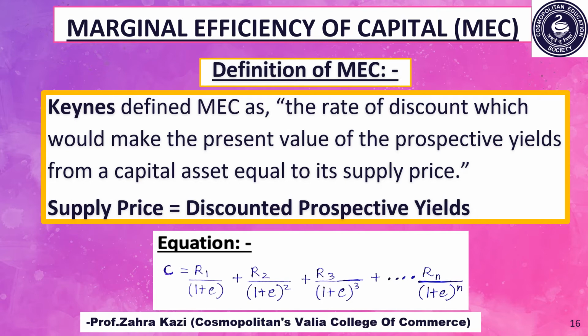So we have an equation here. In the equation, the capital C stands for supply price of the capital asset. The right hand side of the equation, that is R1, R2, R3, this will continue till Rn, that is infinite times. R1, R2, R3 all stand for prospective yields, annual prospective yields, while the small letter e stands for MEC. So through this equation, students, we will be able to find the value of MEC.